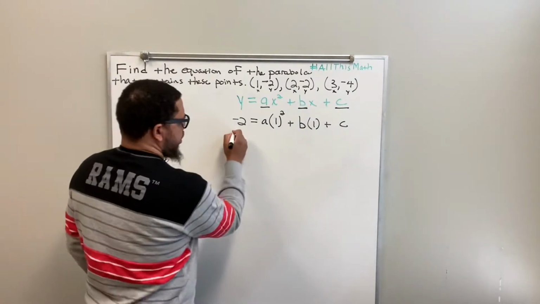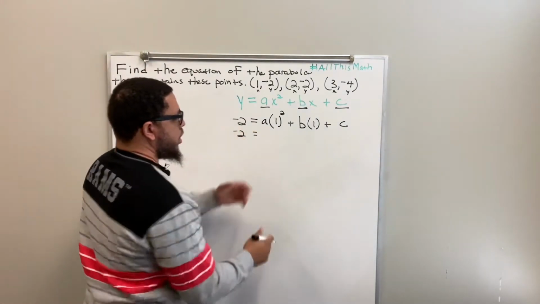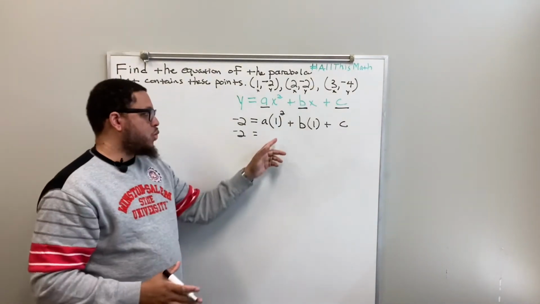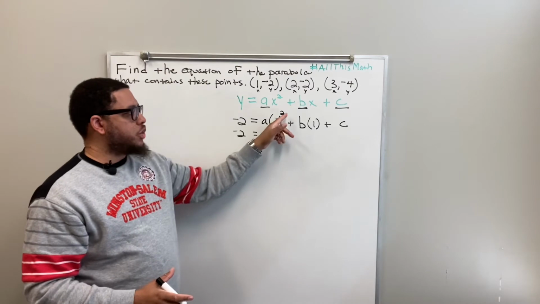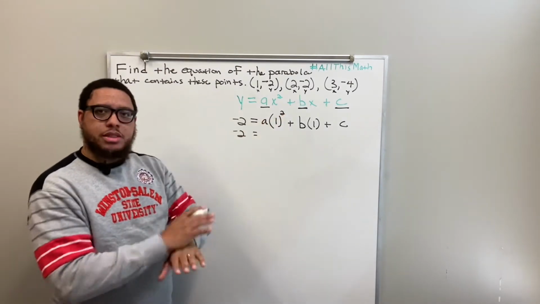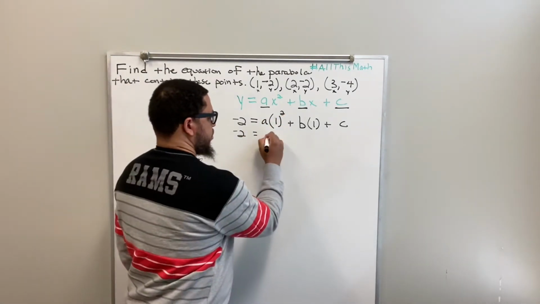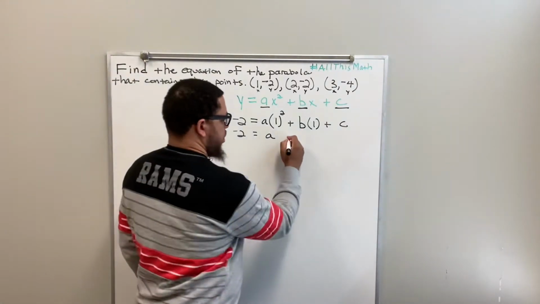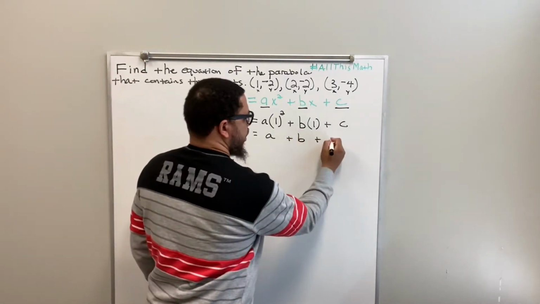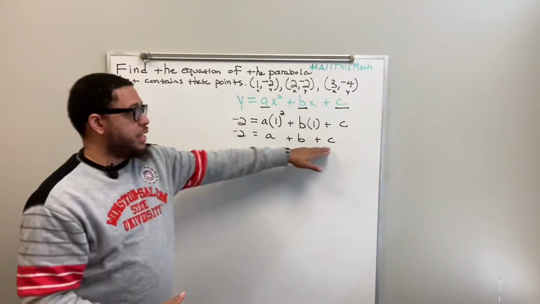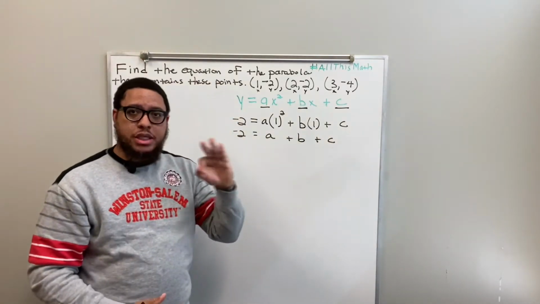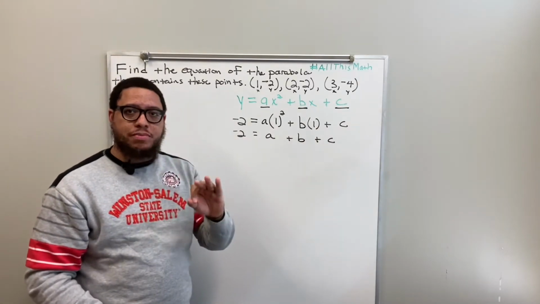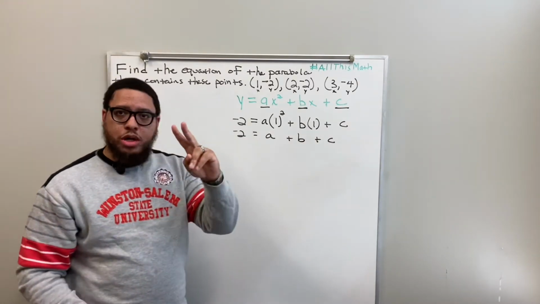So I'm going to say, okay, -2 is equal to, now, order of operations. You got to use order of operations. What's 1 squared? 1 squared is 1 times 1. 1 times 1 is 1. 1 times A is just A. Over here, B times 1 is just B. And then I got plus C. So that's one of the equations that I'm going to use for my 3x3 system. 1 down, 2 more to go.